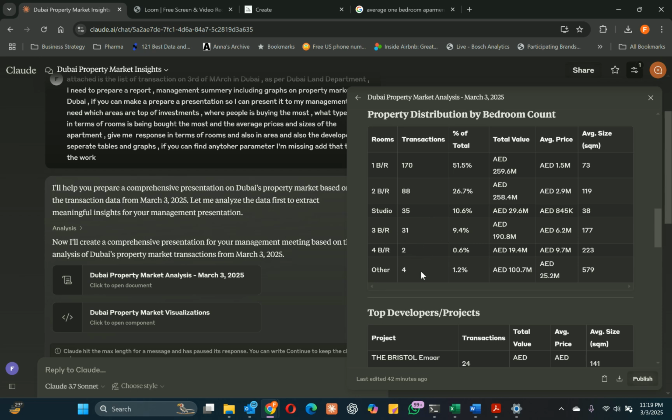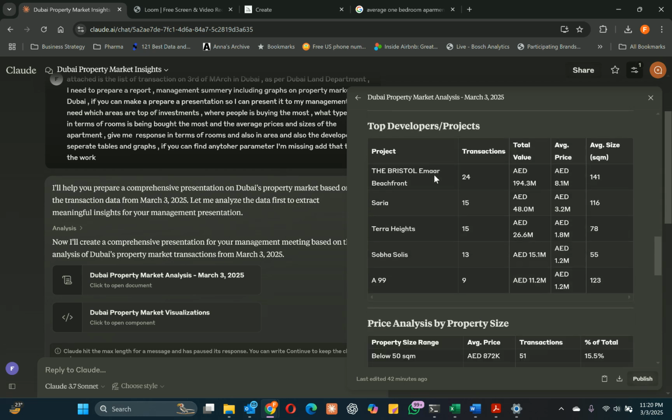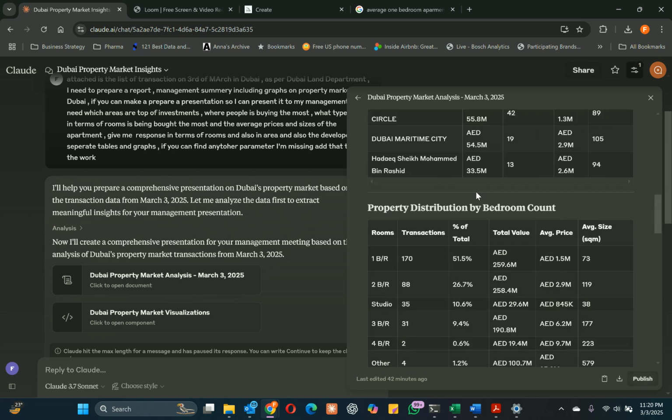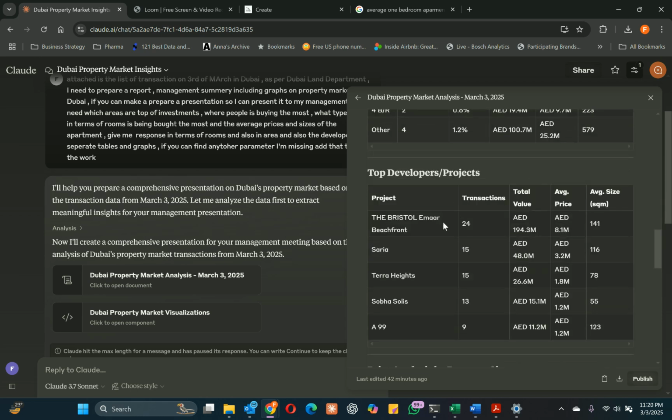I think these are the offices, but they're just 400 million dirhams. So the price is quite high. Must be some really huge offices or land plots. If you look at the top development projects, MR at 24 transactions at 194.3 million dirhams. So if we took MR and look at where it's happening, Marsa Dubai, we'll again recheck whether it's correct or not. And the average price 8.1 million dirham. Wow, for an apartment, that's huge. Average size 141 square meter, quite a big apartment.